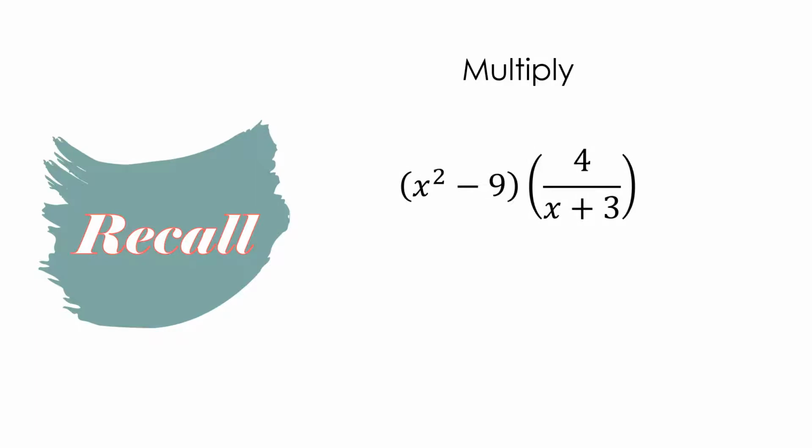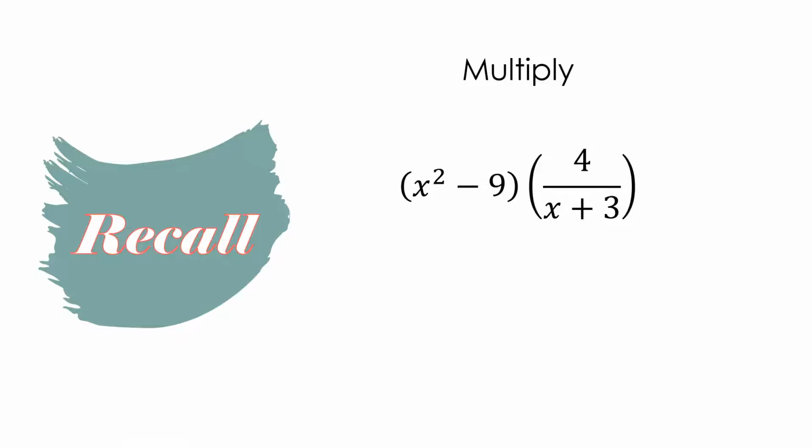Okay, another. Let's multiply x squared minus 9 times 4 over x plus 3. In this case, we are not just going to simply multiply the numerators and denominators. First, let's investigate the factors. Is this factorable? So x squared and 9. Remember, x squared is a perfect square, and 9 is a perfect square because 3 times 3 equals 9.